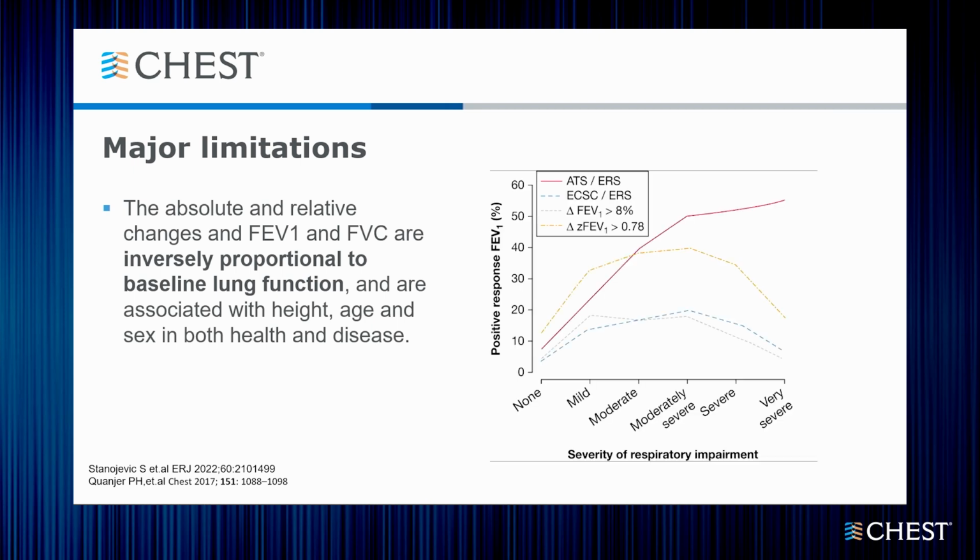You can see here from this study that if you use any definition of bronchodilator response, either ATS/ERS, or ECSC, or change in FEV1 more than 8%, the more severe the disease, the greater the bronchodilator response. So it's inversely proportional to the lung function. And it's also associated with height, age, and sex, which the 2005 definition didn't include.